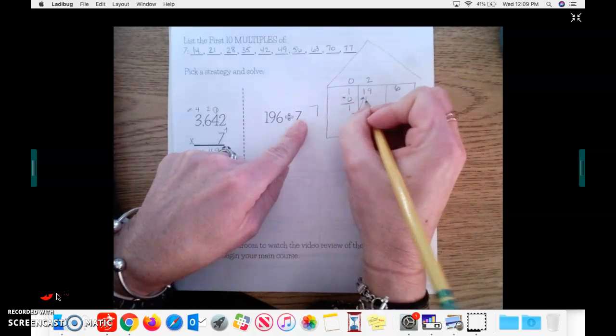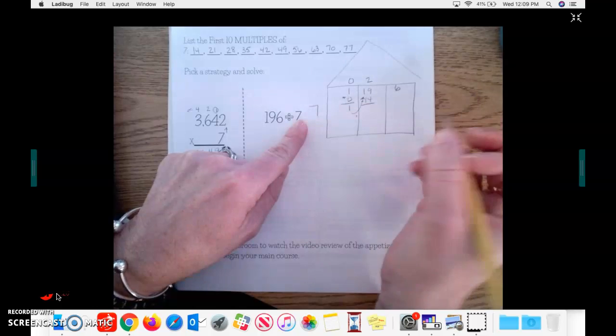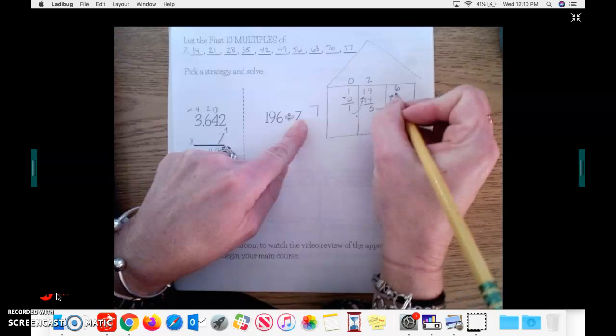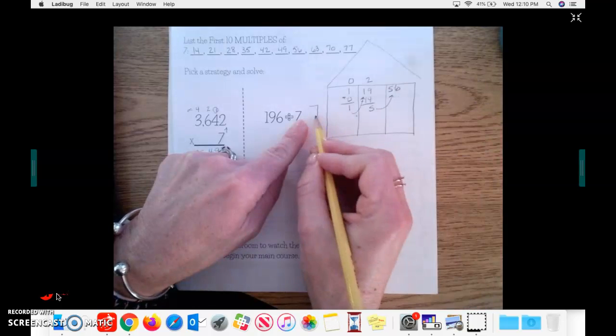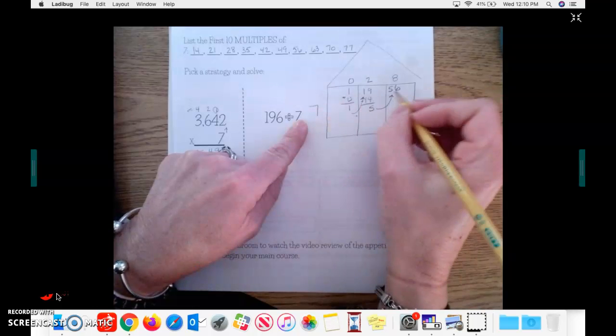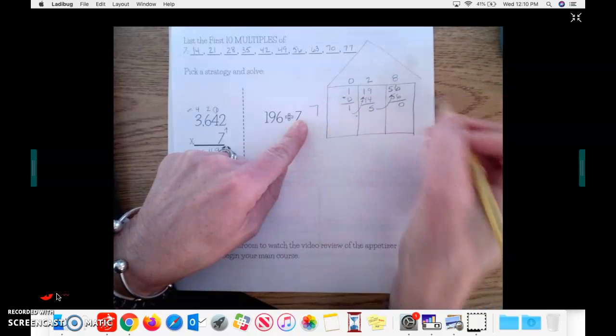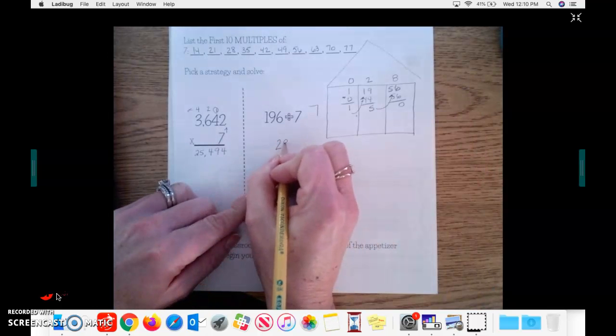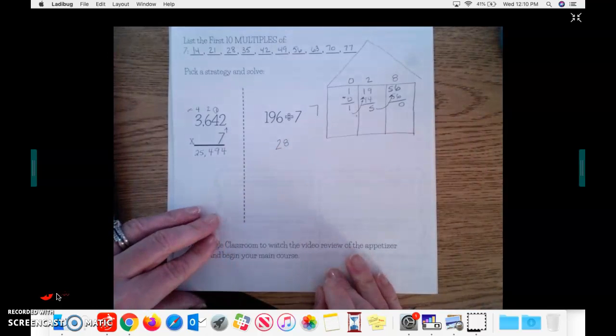7 times 2 is 14. I'm going to subtract, 19 minus 14 is 5. My 5 goes up to join the 6. 7 goes into 56 8 times. I know that 8 times 7 is 56. When I subtract, I'm left with no remainder. So my answer should be 28 when I divide 196 by 7.